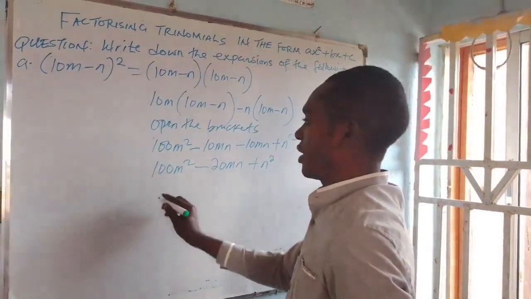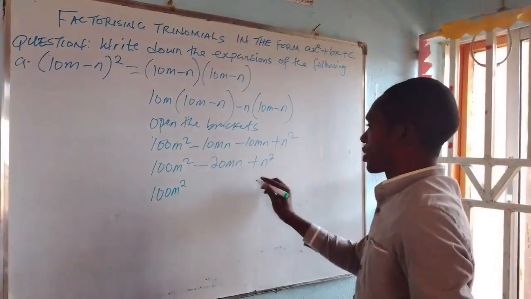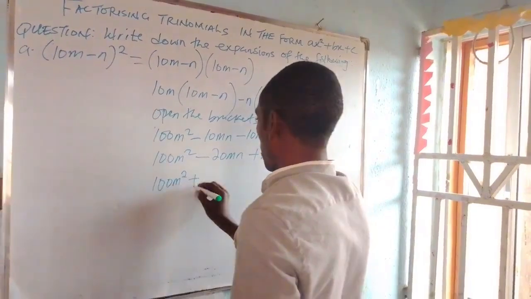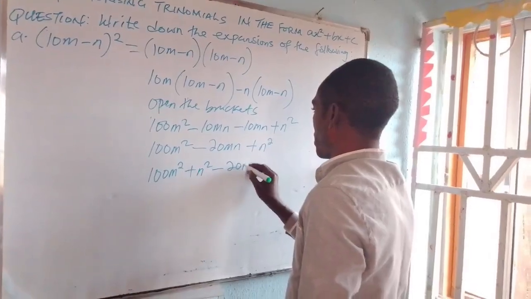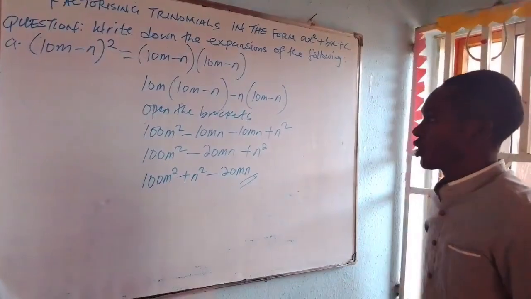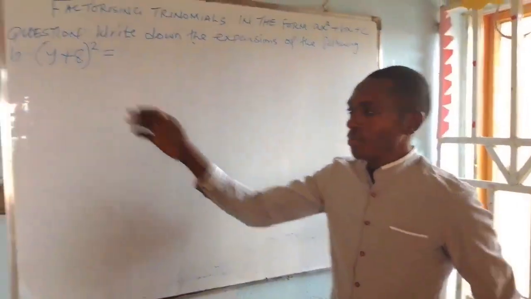So we arrange them based on their signs. We have 100m squared, and next we have a plus sign here, plus n squared, then minus 20mn. Now this is the solution to this question. Now let's look at the next question.